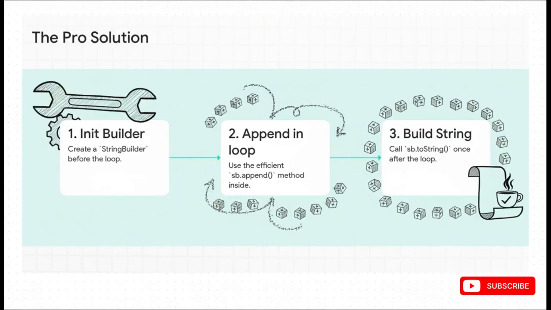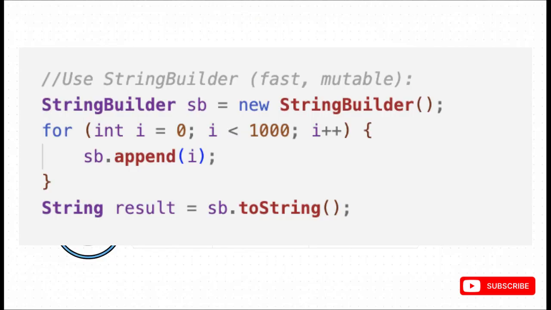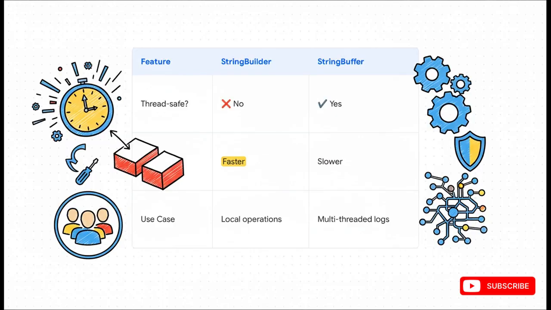The pro solution is to use StringBuilder. Think of it as a mutable workshop for your string. You can add to it, append stuff, whatever you need to do, and it does it all internally without creating a bunch of garbage objects. Then, only when you're completely done, you say, okay, give me the final result, and it builds that one final string for you. It's fast, it's efficient, and it's the right way to do it.